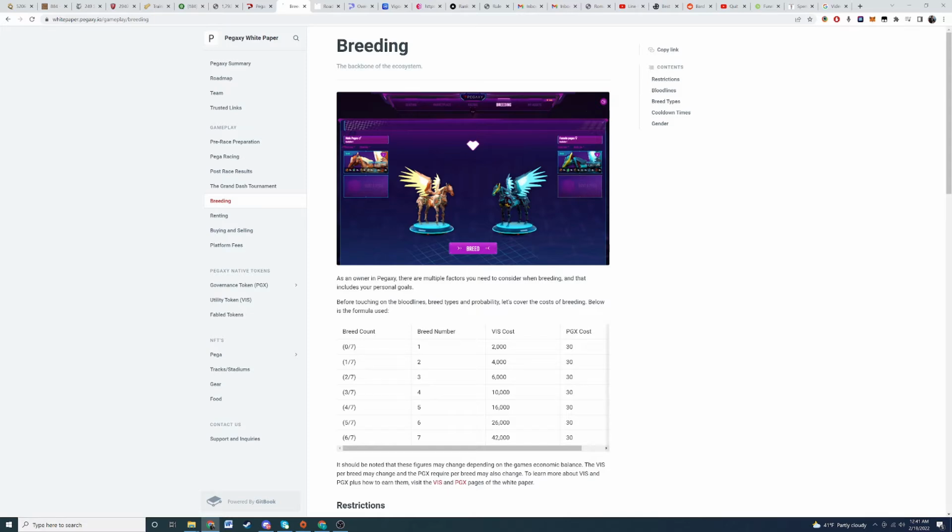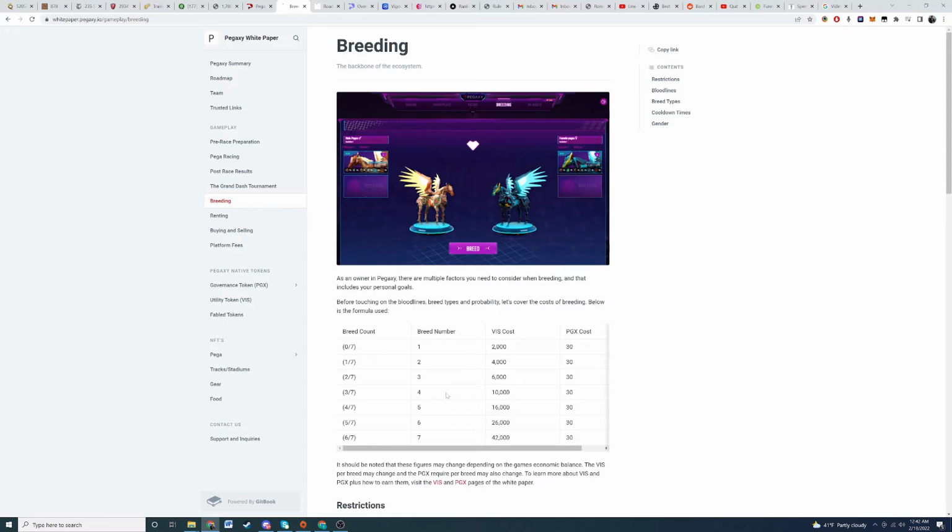Most people right now are only breeding up to the second breed completed at maximum, strictly because of the cost. So the mislabeling they did is the VIS cost is per horse, or per Pega rather, involved in the breed, whereas the PGX cost is per breeding pair. So for example, if we were to breed 2 virgin Pegas, we would need 2,000 VIS for each of them for a total of 4,000 VIS, but only 30 PGX for the pair. So breeding virgins is by far the cheapest to do at a cost of 4,000 VIS.